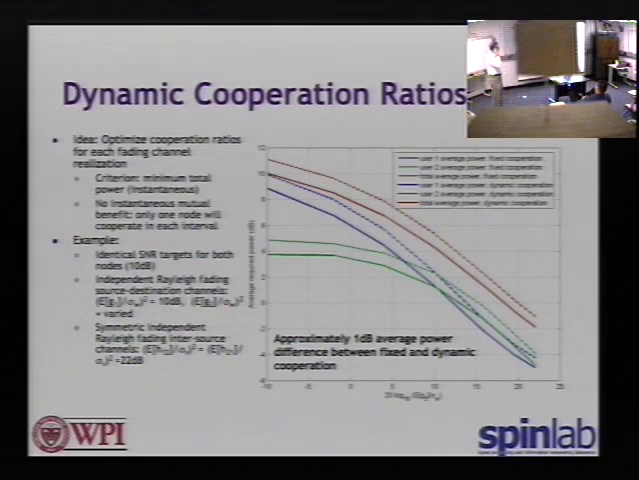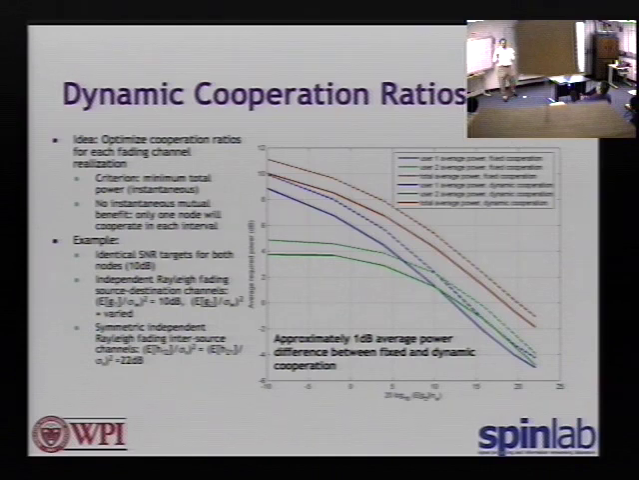And when coming up with these results, I started thinking, well, how much gain would I get if I actually optimized my cooperation ratio? I mean, this is an impractical idea, but let's see if we could do it. If I get all the channel realizations, I pick the best possible cooperation ratios, I cooperate like that, and then I get new channel realizations, I change all my cooperation ratios, and I dynamically change my cooperation ratio in each fading channel. Now you've got to figure out what's the best thing to do. I decided to pick minimum total power each instant, rather than looking for fairness or anything like that.